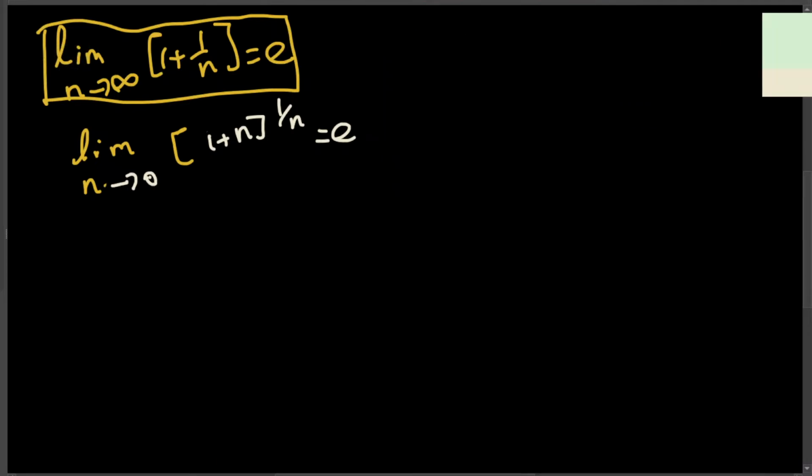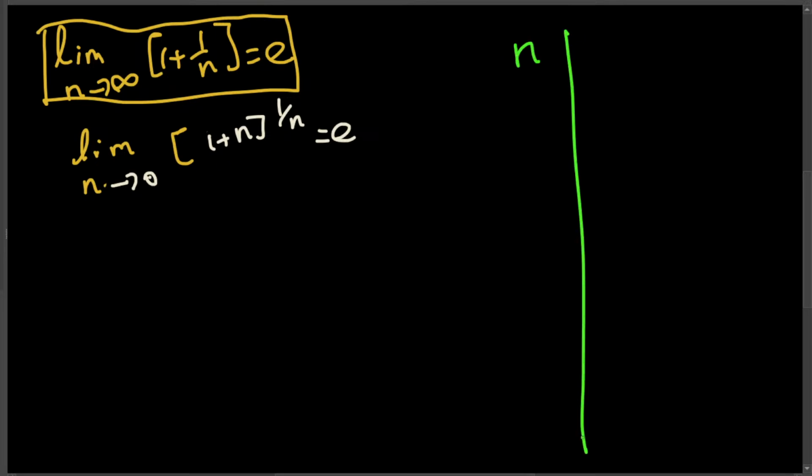So here I'm gonna write the values. Let's try 1 first. Here I'm gonna put n and then (1 + n) to the power 1 over n. If I plug in 1, that's (1 + 1) to the power 1 over 1, and that's going to give us 2. So that one is 2 here.